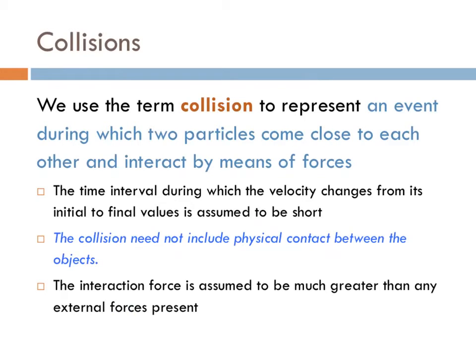Now, our law of conservation of momentum is normally seen with collisions. So, our definition of a collision is an event during which two particles come close to each other and interact by means of forces. Now, this doesn't mean it has to be a physical contact. It just means that the forces that these two objects exert on each other are enough to create an interaction. Also, the time interval during which the velocity changes from its initial to final values is assumed to be short. The interaction force is assumed to be much greater than any external forces present.